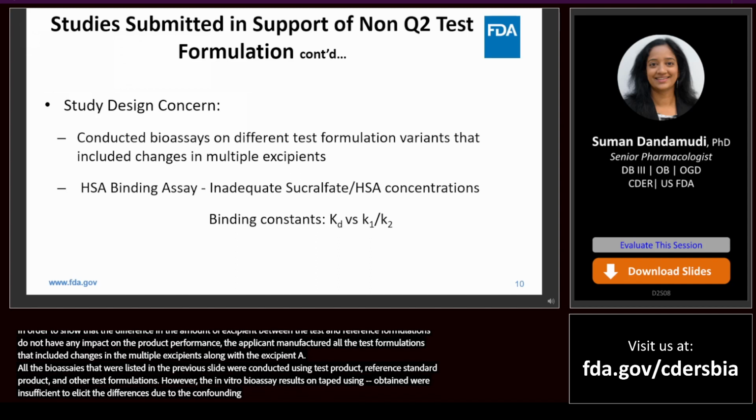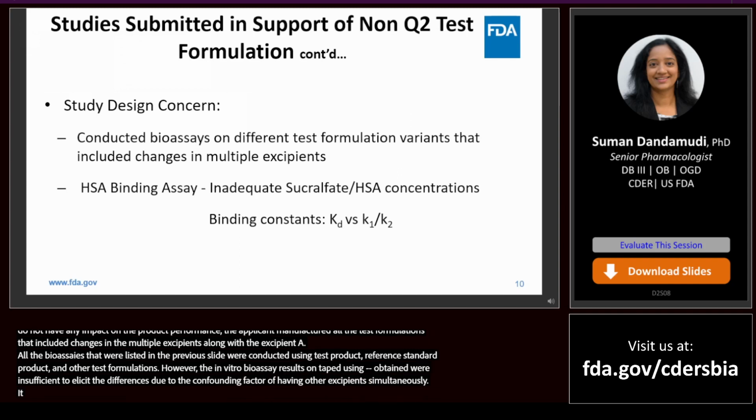In addition to this, the Office of Bioequivalence also has a concern on the study design for the HSA binding assay.